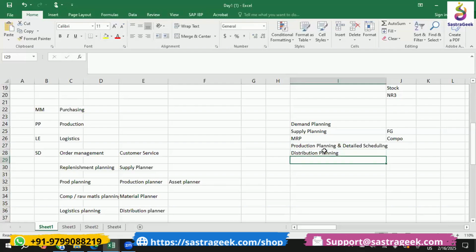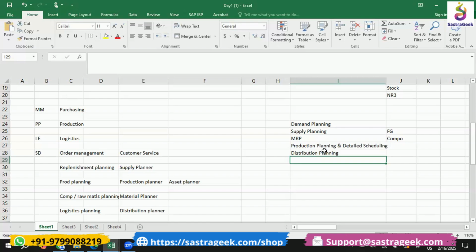It has, again, sub-functions within it, but right now let's focus on the high-level process, which says, as a distribution planner, I should have clarity to decide how to deploy the stock to my destination locations within my network.